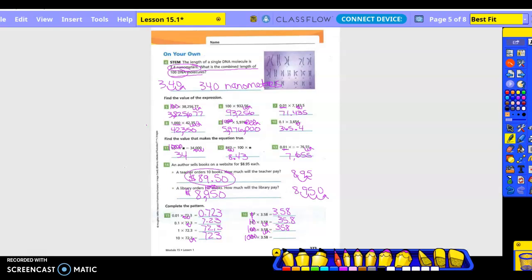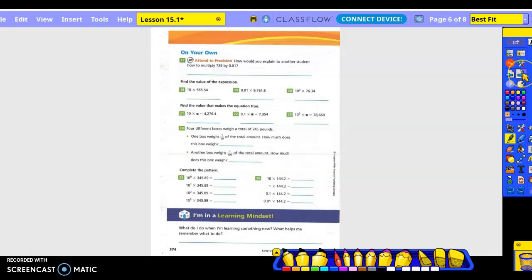Okay, I'm multiplying times a whole number. So am I going to the left or to the right? To the right. How many zeros do I have? 3. So 1, 2, 3. And I add in a 0, so I write 3580 and go back in and add a comma. So my answer is 3,580.